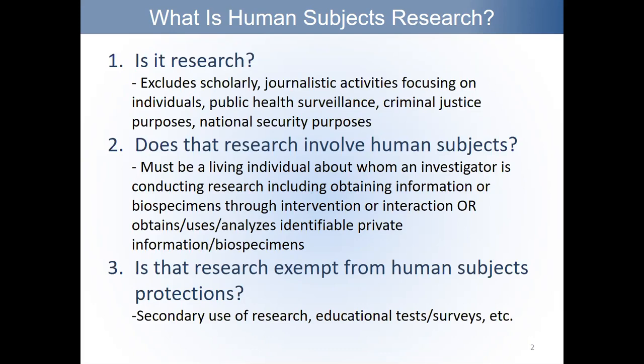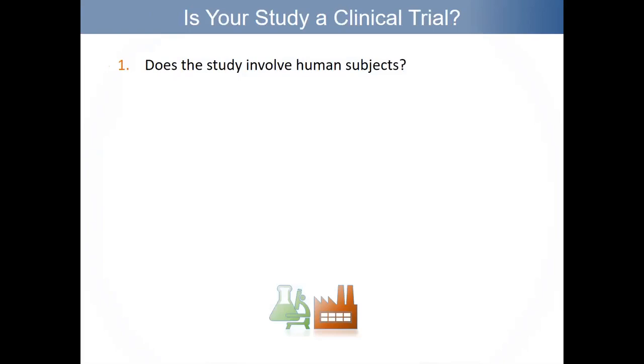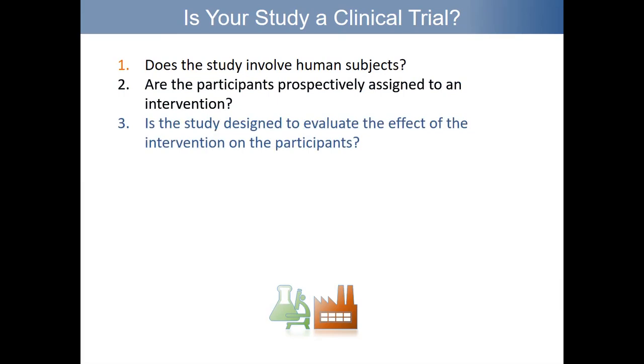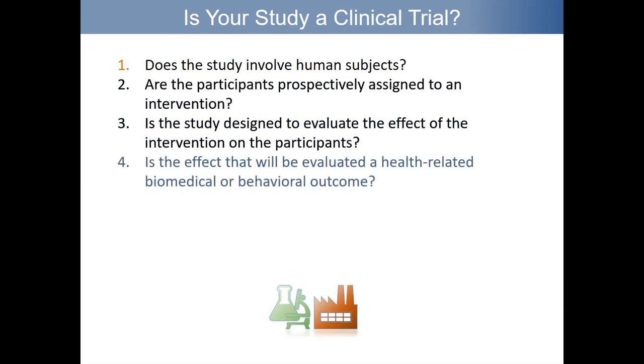If you answer yes to all of these, the next question is, is your study a clinical trial? There are a series of 4 questions that the NIH provides to help you determine whether your study is a clinical trial or not. First question is, does that study involve human subjects? If yes, are the participants prospectively assigned to an intervention? The third question is, is the study designed to evaluate the effect of the intervention on the participants? And the last question is, is the effect that will be evaluated a health-related, biomedical, or behavioral outcome?